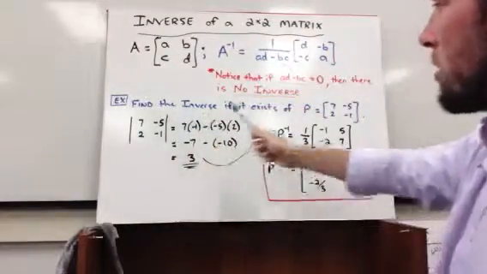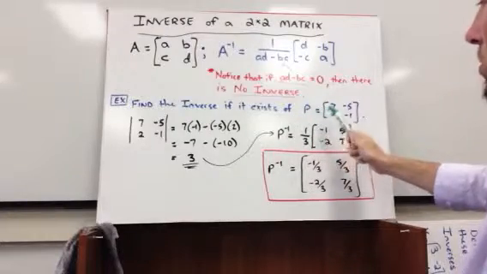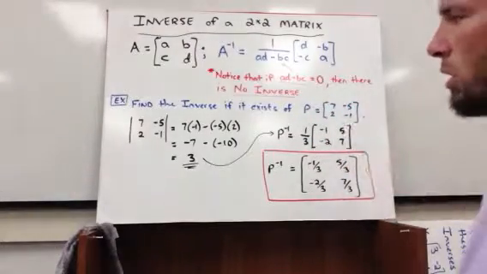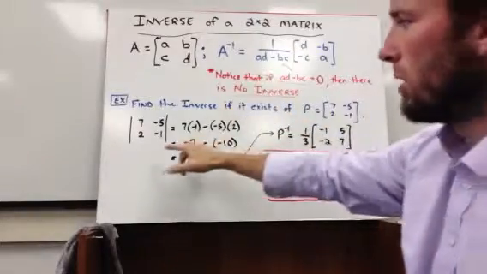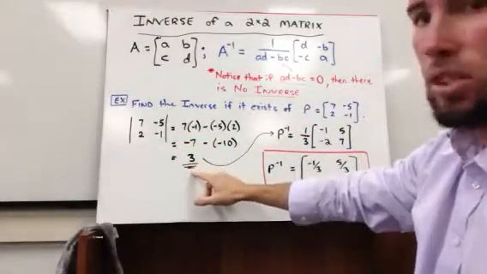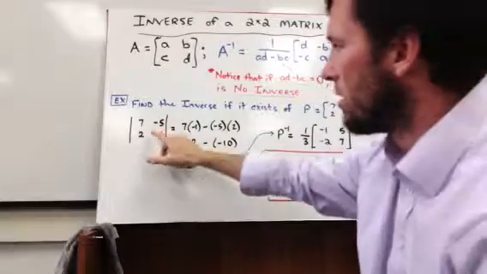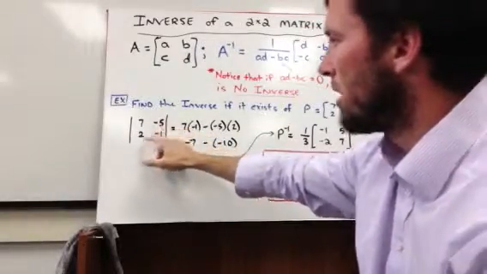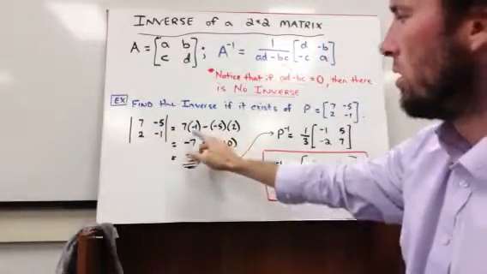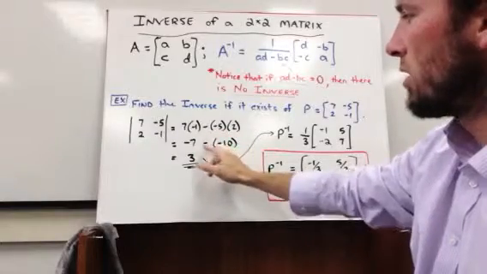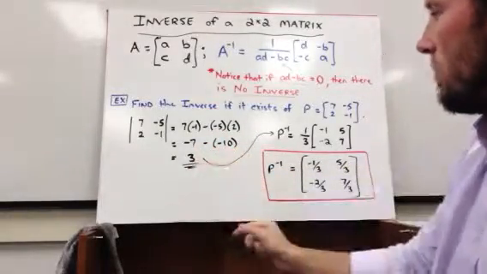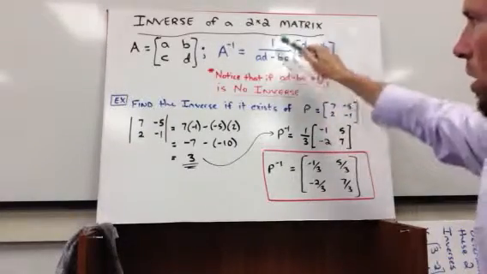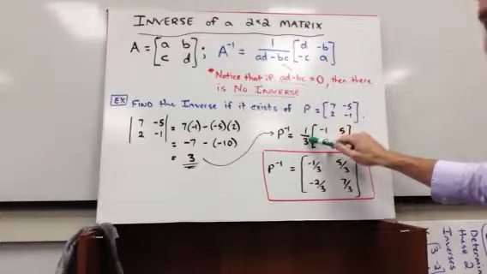So find the inverse, if it exists, of P equals 7, negative 5, 2, negative 1. Here's what we do. I went ahead and found the determinant, and it's 3. All right? 7 and negative 1, minus negative 5 and 2: negative 7, minus negative 10. I subtract them. Negative 7 plus 10 is 3. So I put that over here, 1 over that number, 1 over 3.